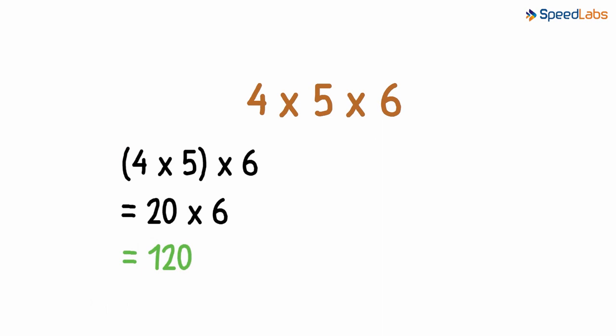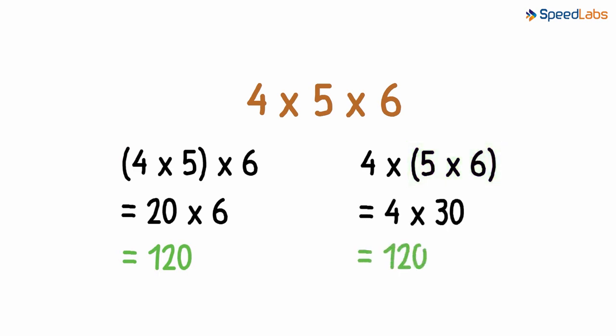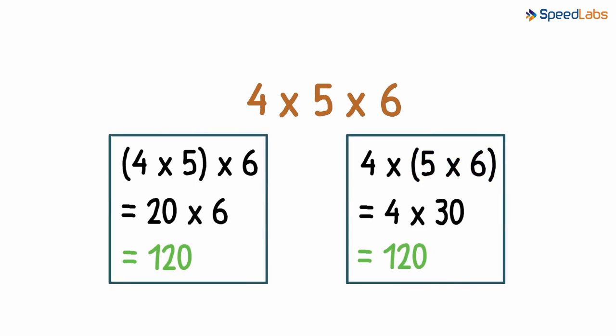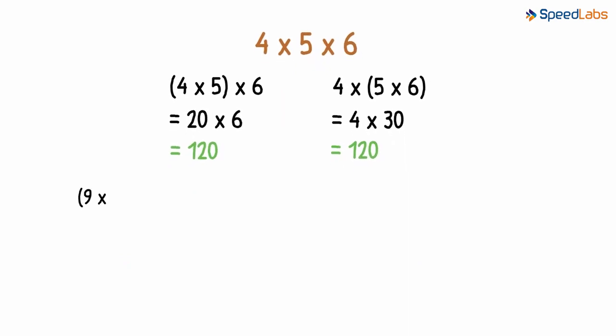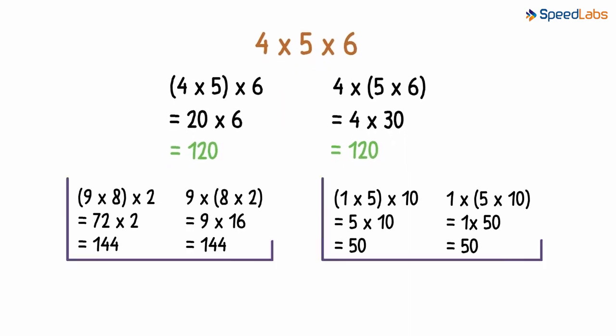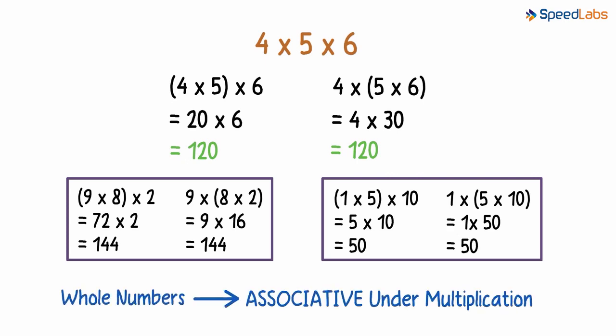Next, we put a bracket around 5 and 6. We will solve the expression in the bracket first. 5 times 6 is 30. 4 times 30 is 120. We see that in both the cases, we get the same answer. Here are a few more examples of this. You can also verify it yourself by taking any 3 random whole numbers of your choice. So whole numbers are associative under multiplication and they're associative under addition too.